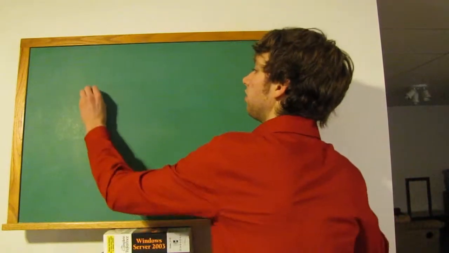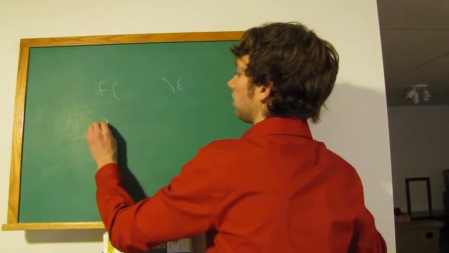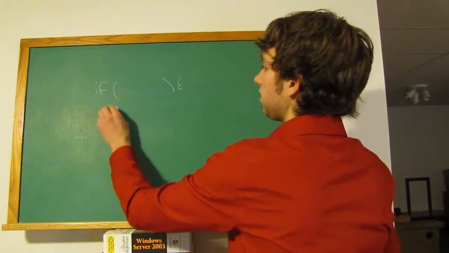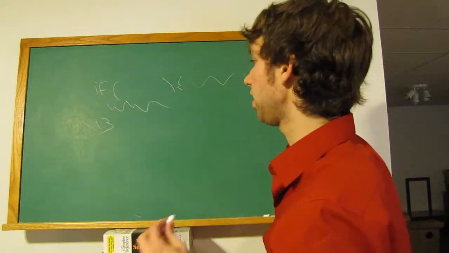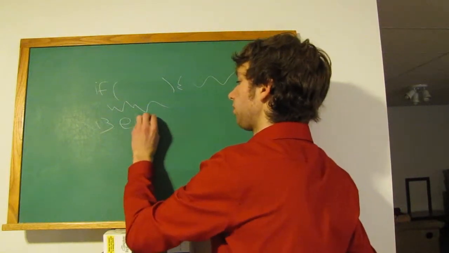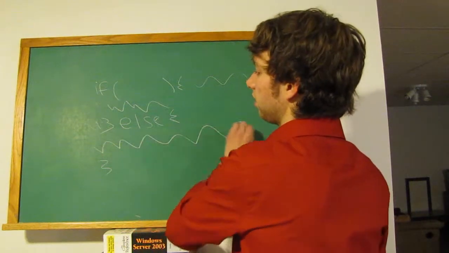So the first one, if, looks like this. That's it. Basically anything within these curly braces is going to be run. For if-else, you just add an else right here, curly braces, and then anything within here is run.